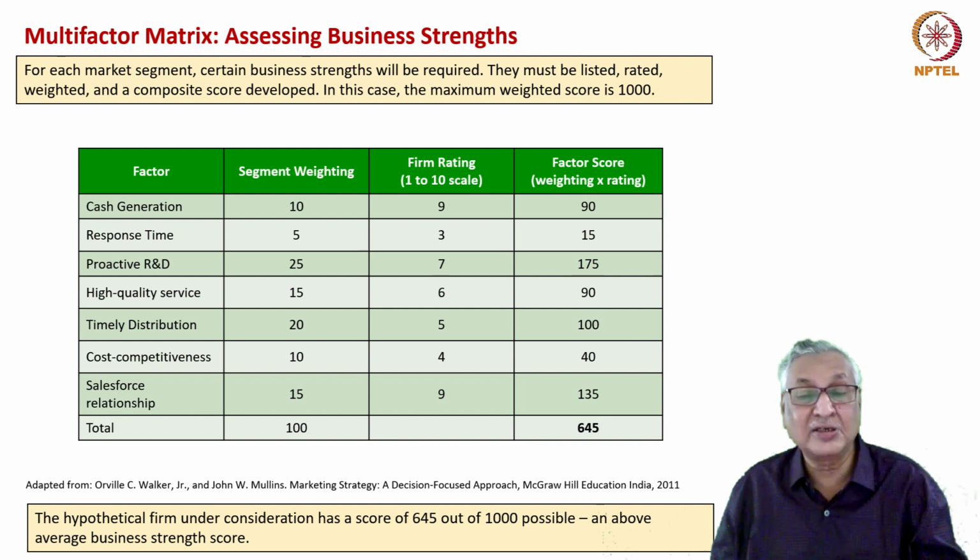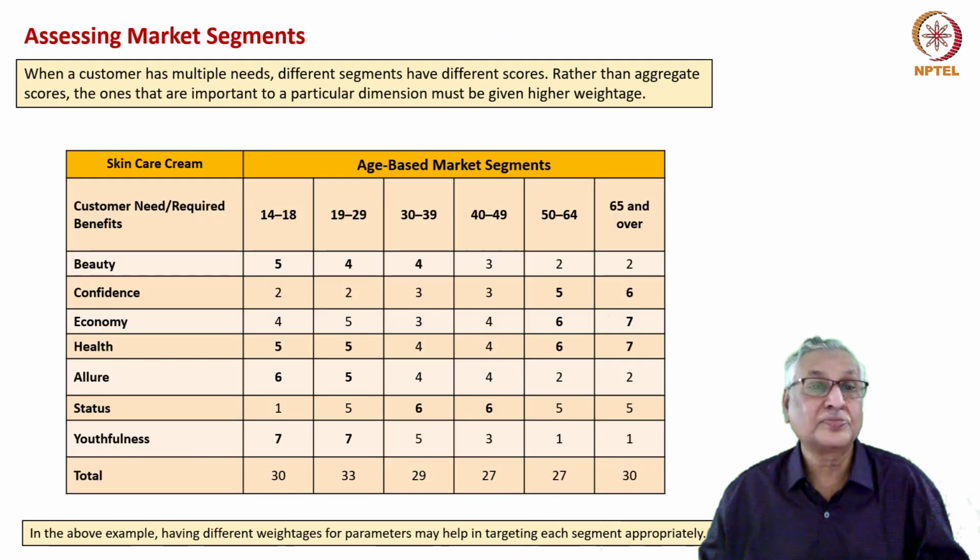It may be even better in terms of the timely distribution. Then definitely it will score better on those parameters, and therefore on the overall matrix. So we need to look at the multi-factor matrix not merely for comparison of one company with another company, but for understanding what one company can do in future better too.